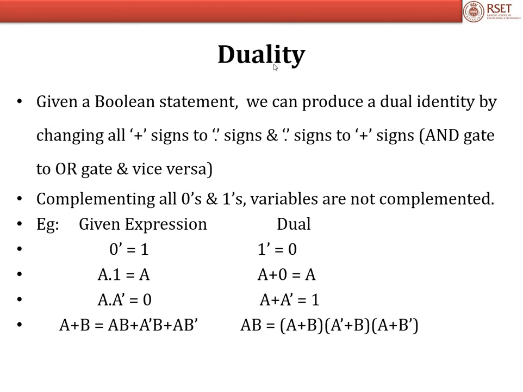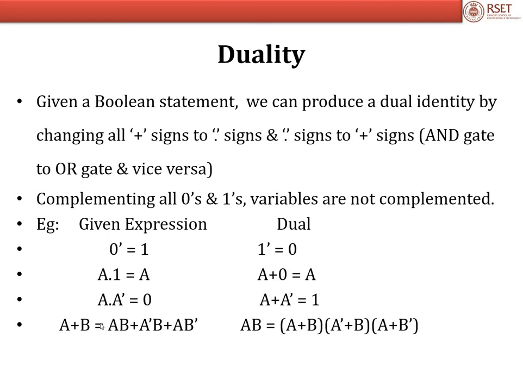Next is the principle of duality. If a Boolean expression or a statement is given, we can produce a dual identity by changing all plus signs to dot and dot signs to plus signs. Again, we complement all zeros and ones, but the variables are not complemented. For example, a into 1 is equal to a. The dual of that will be a plus 0 is equal to a. Here it is dot, here it becomes plus; here it is 1, and in the dual it becomes 0.